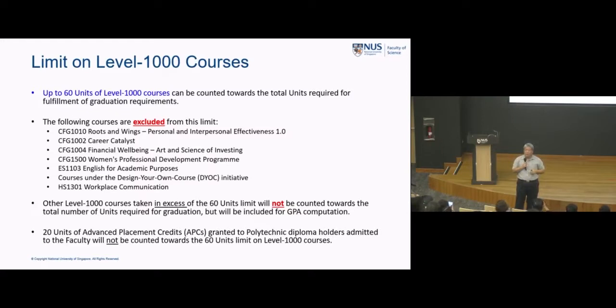You now see, wow, suddenly I'm so excited, I've got so many potential options, so many things I can do. But you have to be careful. You cannot game the system where you try to take all the easy courses only, or the level 1,000 courses, because there is a limit. You can only take up to 60 units of level 1,000. If you end up with more than 60 units of level 1,000, they will count in your grade, but they will not count in your units.